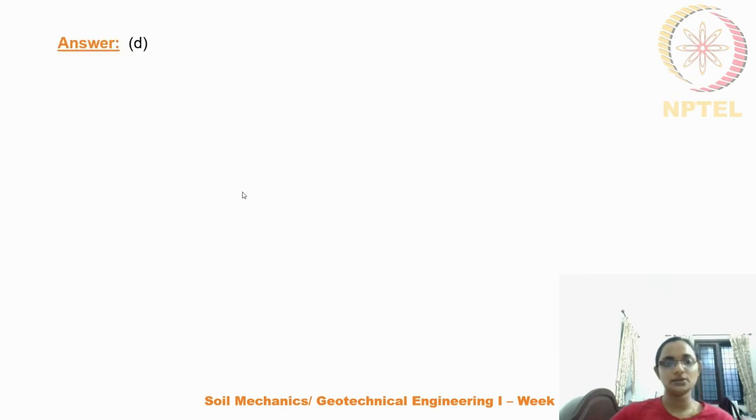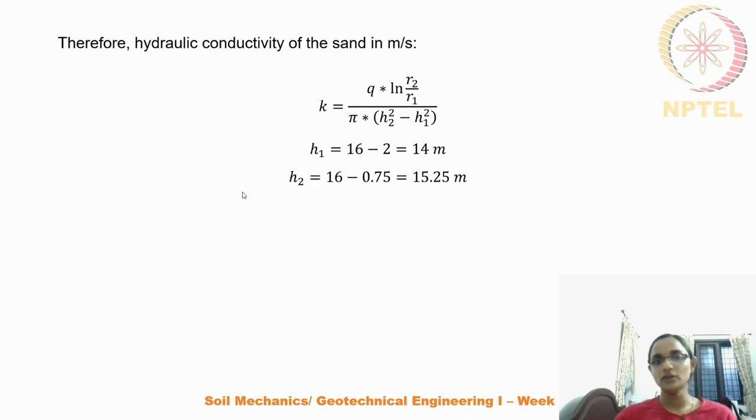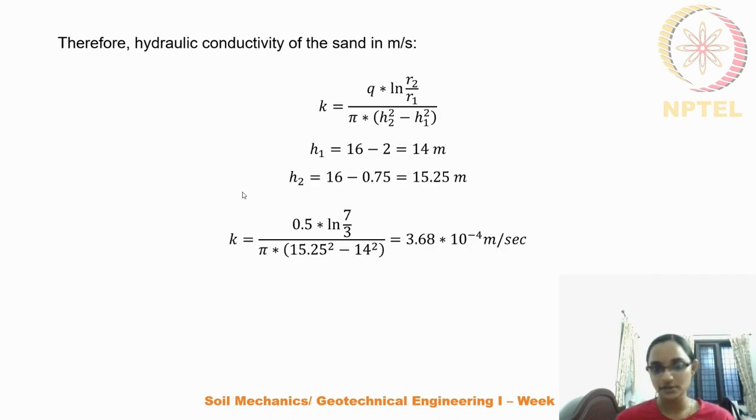Yeah, 3.68 into 10 raised to minus 3. Somewhat. Yeah, that's 3.68 into 10 raised to minus 4. That is option B. So it's a direct substitution. Only thing you have to note down is in the equation it is H2 and H1, which we get by deducting the drawdown from the total height.